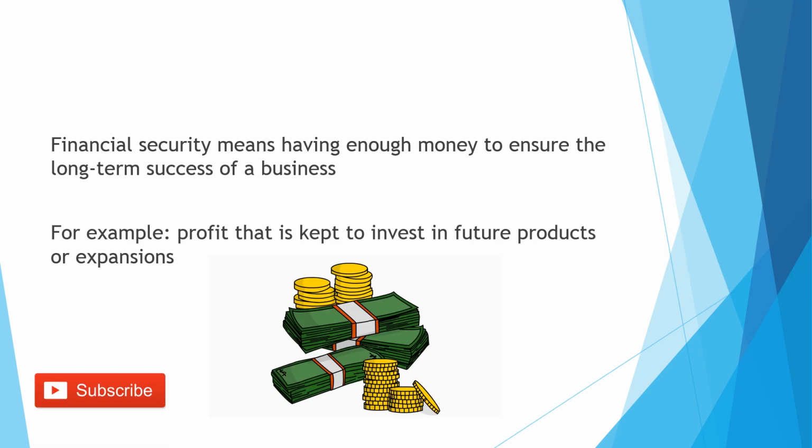I want to clarify two things for you here. Financial security means having enough money to ensure the long-term success of a business. For example, profit is kept to invest in future products or expansion. So just remember that for your exam, because this might possibly turn up. So financial security means having enough money to ensure the long-term success of a business.